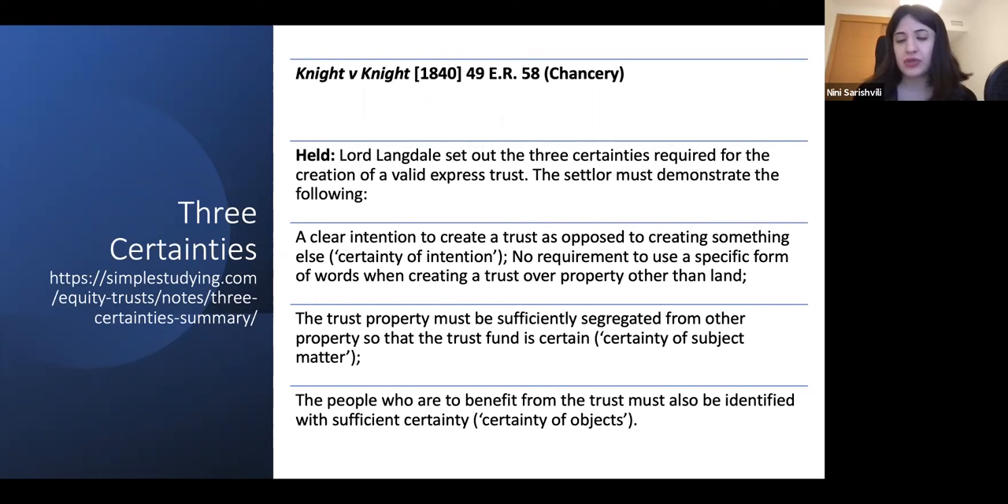The second principle: the trust property must be sufficiently segregated from the other property so that the trust fund is certain. It's called certainty of subject matter. And finally, the people who are to benefit from the trust have to be identified: certainty of objects. So in order to have a valid express trust in a problem question, we have to discuss whether the three certainties are present: certainty of intention, certainty of subject matter, and certainty of objects.